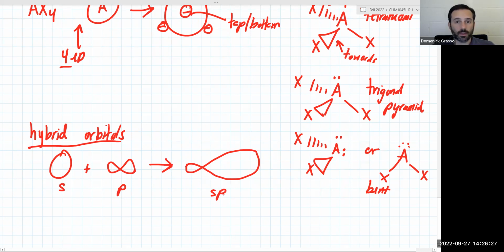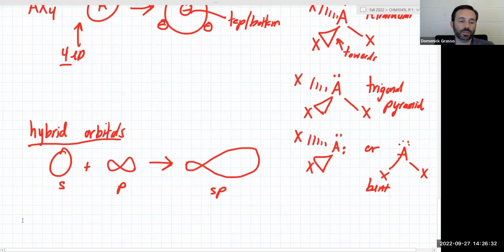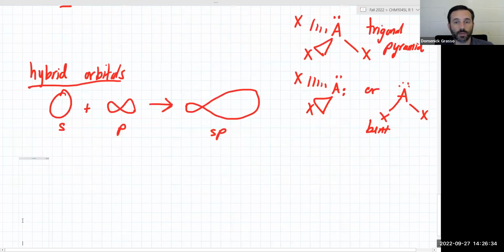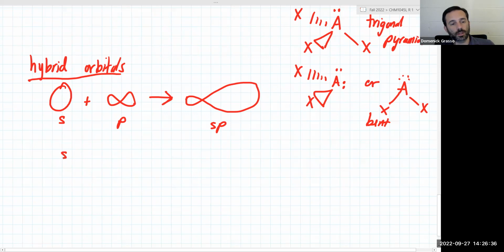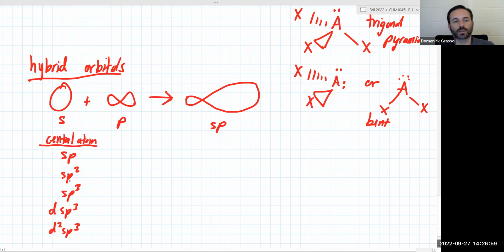This is a bunch of fancy math. There is a series of different types of shapes, different combinations of S's, P's and D's. So if you're SP, SP2, SP3, DSP3, or D2SP3, that's telling you the shape, but it's also telling you how many things can connect to your central atom. So this is really all about your central atom and how many things are connected to it.